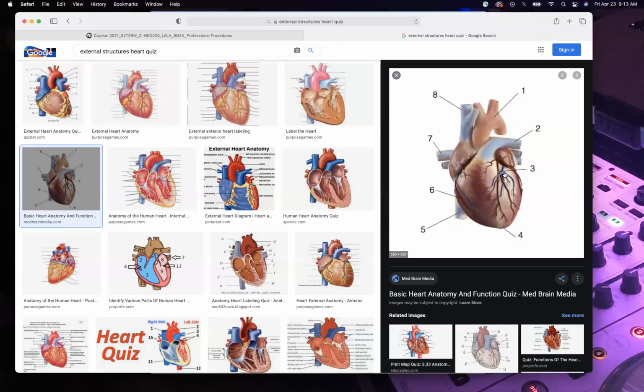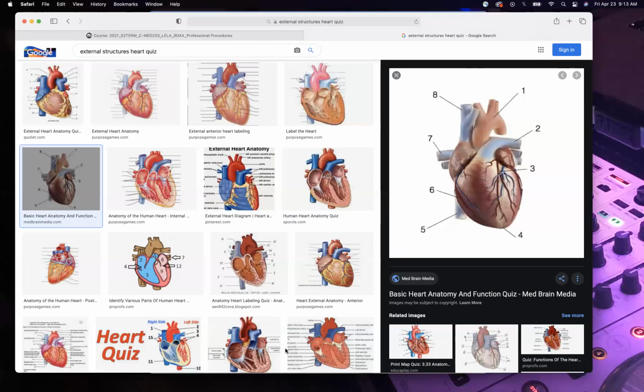I could ask you, hey, what's this? Oh, that's the great cardiac vein. Hey, what's this? The left anterior descending, because it's on the left side, it's in the front, and it's going down. Now, why am I pointing out the left anterior descending so prominently? Because your LAD is the most common coronary artery that gets blocked in a myocardial infarction.